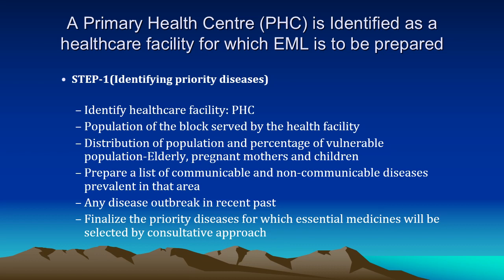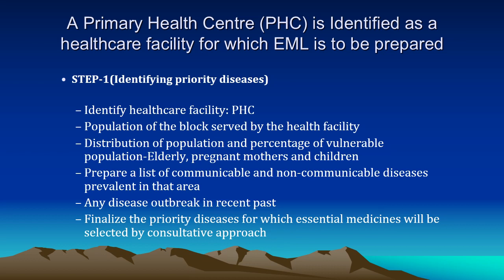There are 3 steps in making the essential medicine list for any healthcare facility. Step 1 is identifying priority diseases, that is, the population which is covered by the healthcare facility, distribution of population by age and sex, and percentage of the vulnerable populations: elderly, pregnant mothers and children.